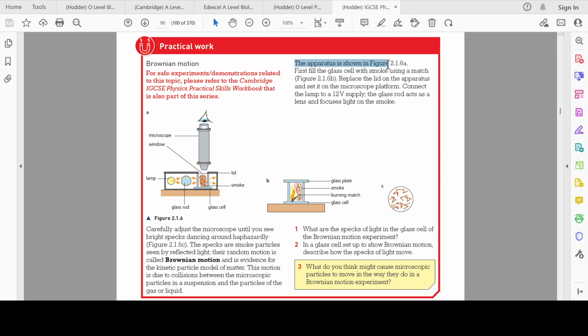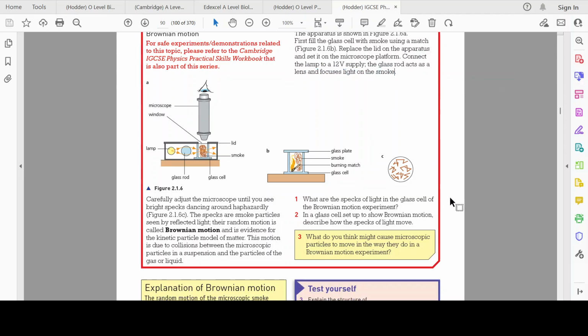So the apparatus is shown in the figure. First fill the glass cell with smoke using a match. Replace the lid on the apparatus and set it on the microscope platform. Connect a lamp to a 12-volt supply. The glass rod acts as a lens and focuses light in the smoke.